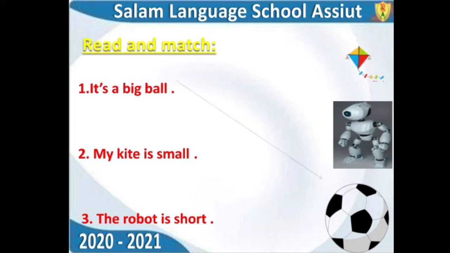The third picture. Number two, my kite is small. Which picture? The first picture. Number three, the robot is short. Which picture? The second picture.